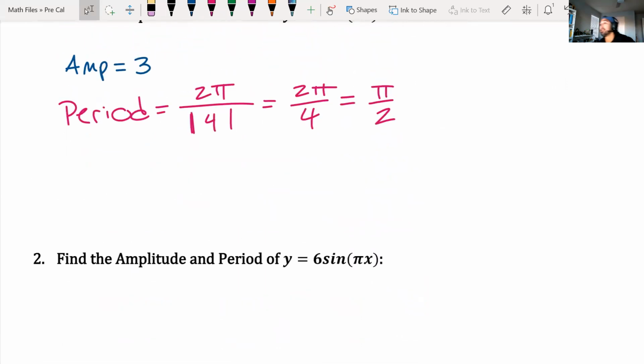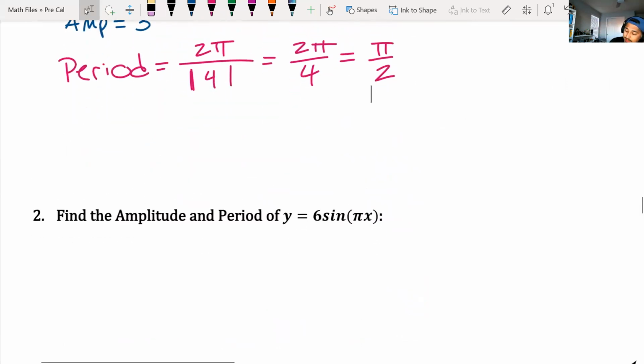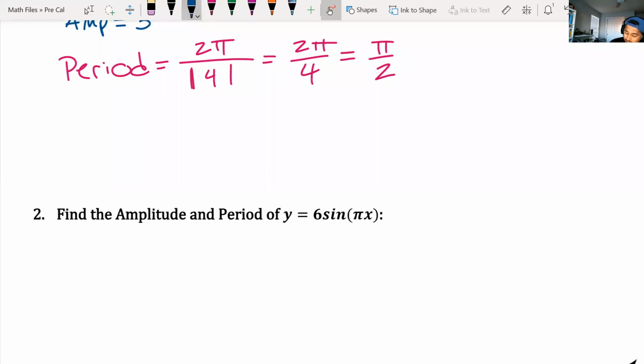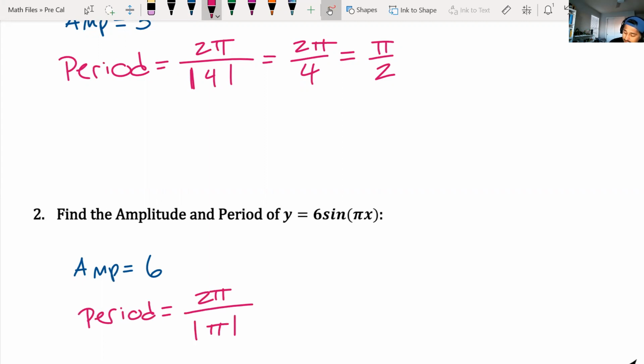y equals 6 sine of pi x. What is the amplitude of this function? 6. Good. And then the period is going to be 2 pi over the absolute value of pi. Should be 2. That's it, just 2. So this means that this function would repeat itself every 2 units.